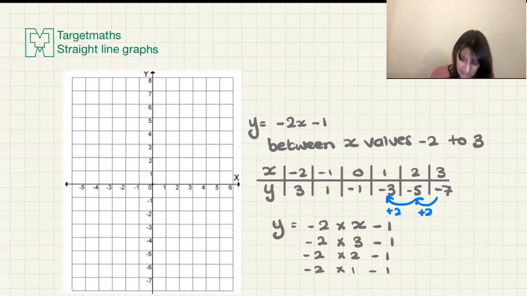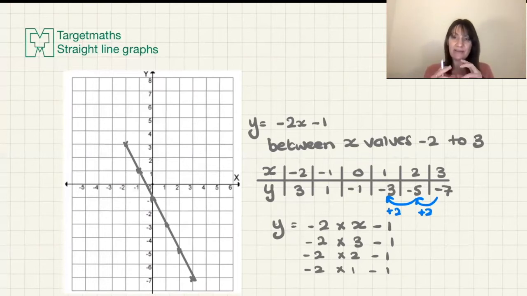So I've got 3, minus 7; 2, minus 5; 1, minus 3; 0, minus 1; minus 1, 1; and minus 2, 3. Draw that line in. Try and go through each point carefully. If you use a ruler, it'll be much easier. And there it is. The line y equals minus 2x minus 1.